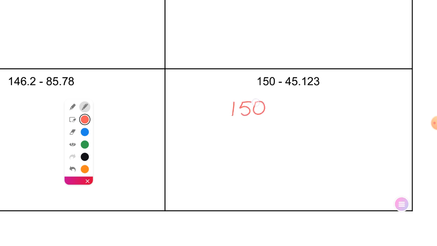When I see a whole number and I'm adding or subtracting decimals to it, what should I add in? What do I have to add in, Carter? A decimal point. Okay, then I'm going to put the 45 under it. 1, 2, 3. How many zeros do I need, Emily? 3.